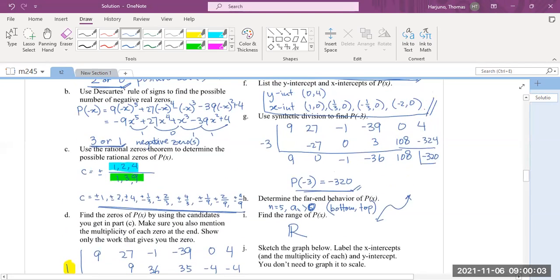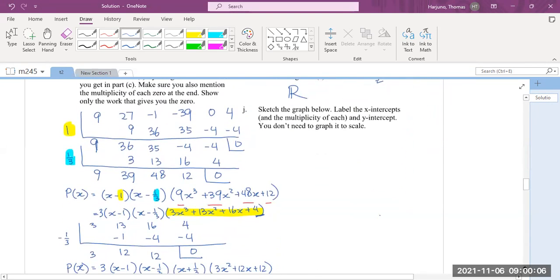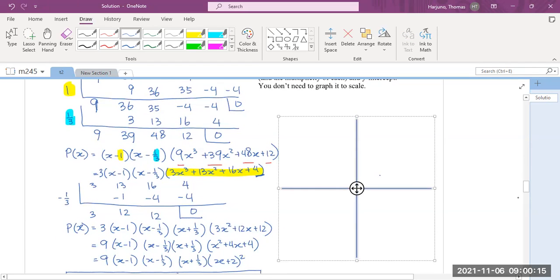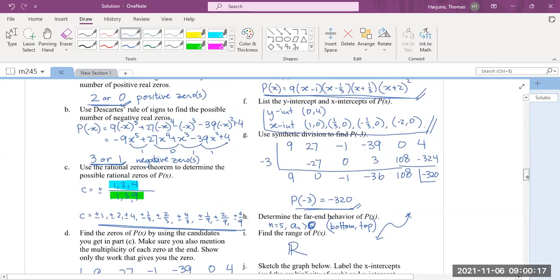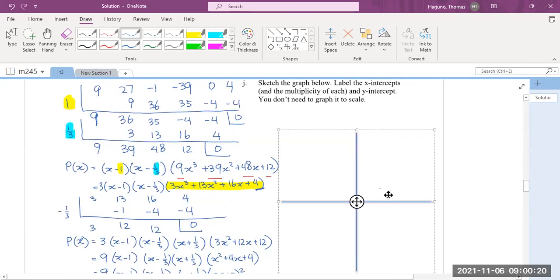Now, sketch the graph. We will not sketch it in full. We will just give the one that gives us the x-intercepts and the y-intercept. The x-intercepts are 1 and 1/3. Let me put 1 here, 1/3 here, and I don't draw it to scale. The y-intercept is (0, 4). The x-intercepts again: -1/3, 1/3, 1, and -2 with multiplicity of 2.